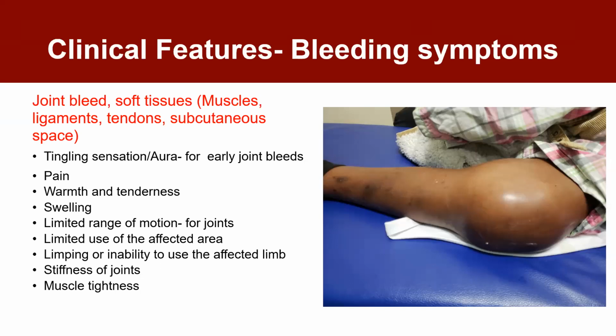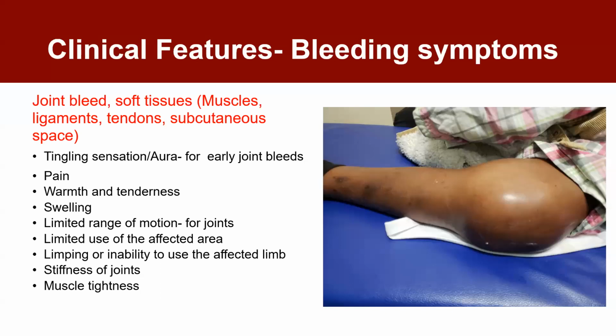And normally a patient can come to you and tell you they have been involved in heavy duties or activities, maybe at school or at work, and they're having tingling sensations or heaviness in the joint. Some may have pain, others may have had it persist for a day or two. So there's warmth and tenderness, there's swelling, there's a limited range of movement for this particular joint. There's limited use of that affected area or the whole limb per se, limping or inability to use that affected limb, stiffness of that joint, and muscle tightness.